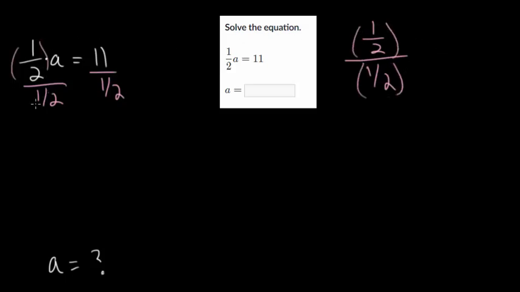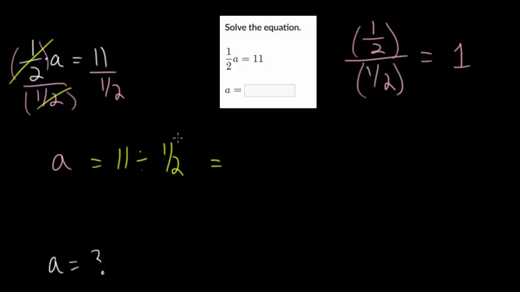You have the 1/2 up here and the 1 down here. Something divided by itself is always 1. So these are going to cancel, and you're just going to get a. So that and that both go away. Let me use a different color just to make it clear. Now, a would be equal to 11 divided by 1/2. And let me write that out explicitly, 11 divided by 1/2, since it might be easier to interpret it when I write it like this.